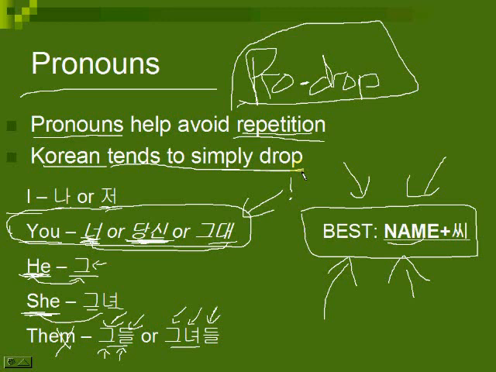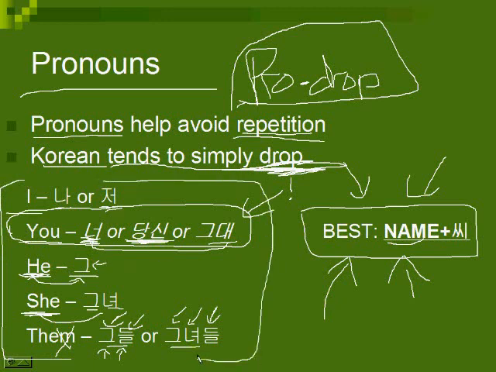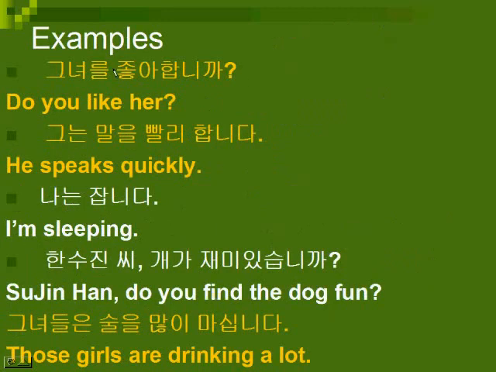Again, in Korean, simply drop the information. Okay, if it's obvious that the person you're talking to is going to know what you're talking about, don't worry about saying any of these. Okay? If you do need to clarify, these are always there for your support. Okay, but drop them if you don't need them. Okay? Now, here are some examples.